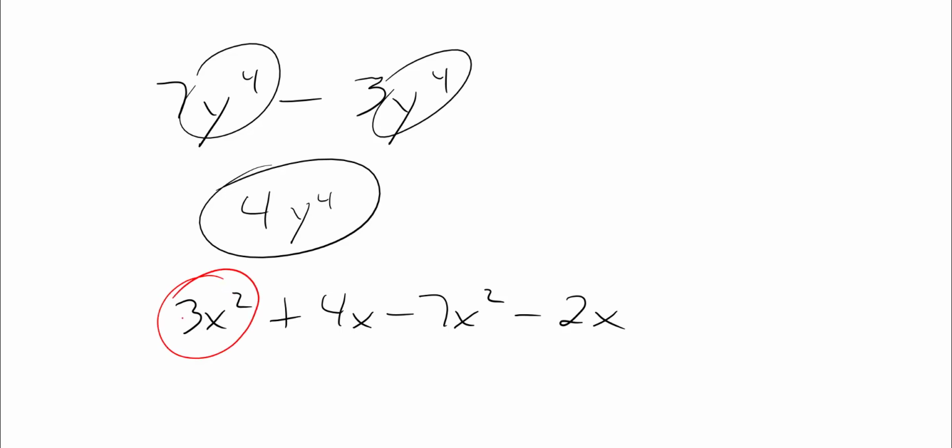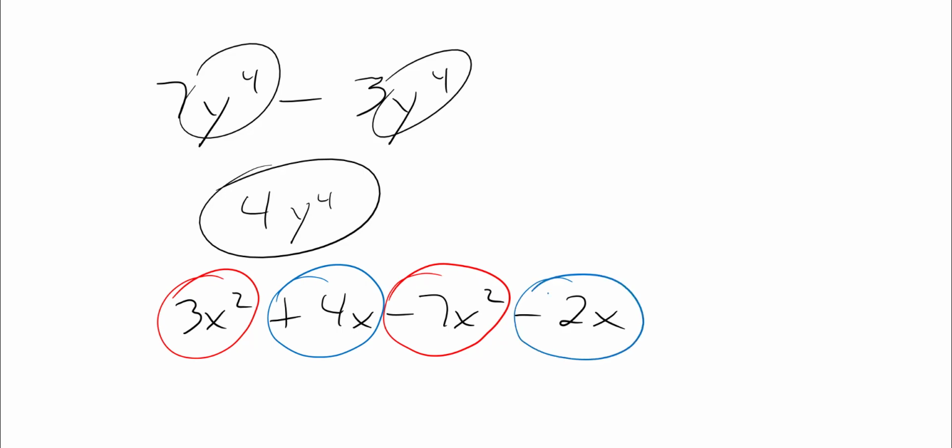That's a like term with that one. And notice I'm circling the sign with it too. Okay, let's use another color. That's a like term with that one. All right, it just helps identify them together. So now when I combine them, I'm going to actually do this in that color I circled it.